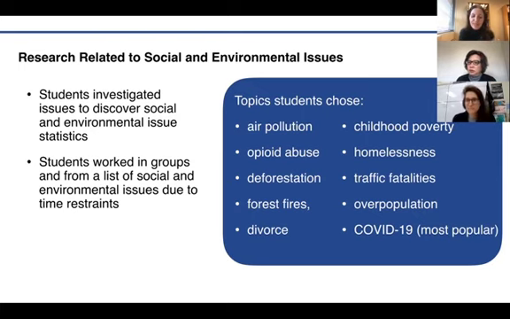The topics students chose included air pollution, opioid abuse, deforestation, forest fires, divorce, childhood poverty, homelessness, traffic fatalities, and overpopulation, though COVID-19 was the most popular. In many cases, students chose familiar issues deeply impacting their lives. As one student in a group that depicted COVID-19 cases exclaimed, "There's a pandemic going on." And another student spoke about the impact of divorce on children while alluding to her own experiences with that.